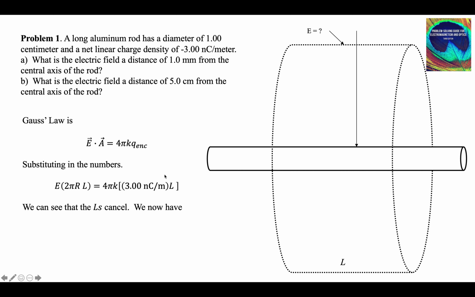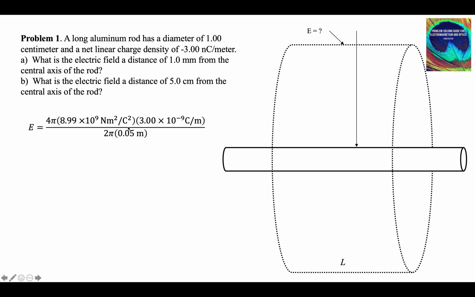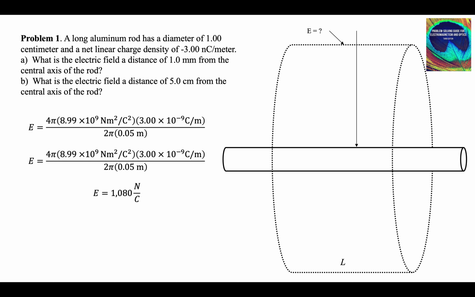The L's cancel. They must cancel. It doesn't matter what you choose for your length of the Gaussian surface, you get the same electric field. So we now have this. We can substitute in for r, the radius of the Gaussian cylinder, which is 5 centimeters, 0.05 meters, and k is some constant. We can solve for E. There's the r, 0.05 meters. There's the Q, without the L because we canceled it. And we get 1080 newtons per coulomb.